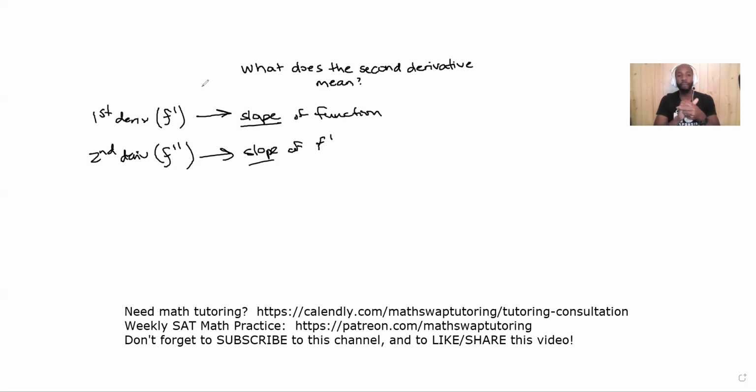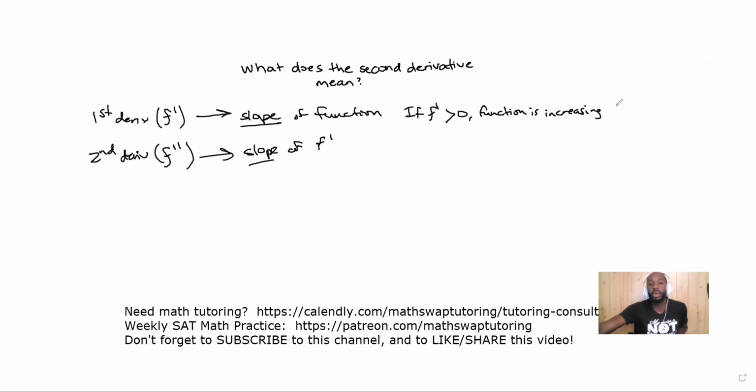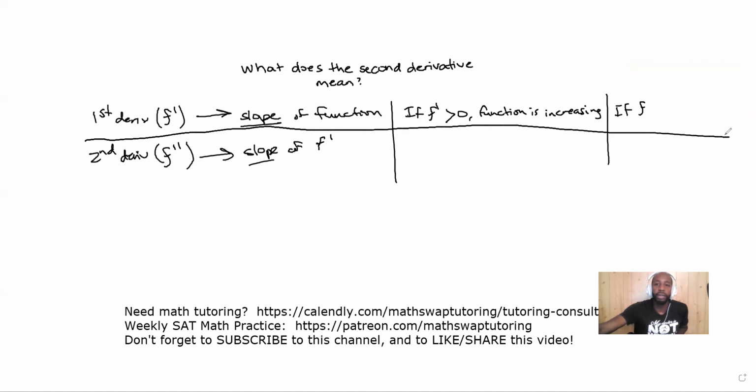So with that said, let's think about this. We know that if you take the derivative of a function, if that derivative is positive, we're going to write that here. If the first derivative is positive, or greater than zero, the function is increasing. And if the first derivative is less than zero, the function is decreasing. I'll draw some lines here just to separate this out so it's not too jumbled up.